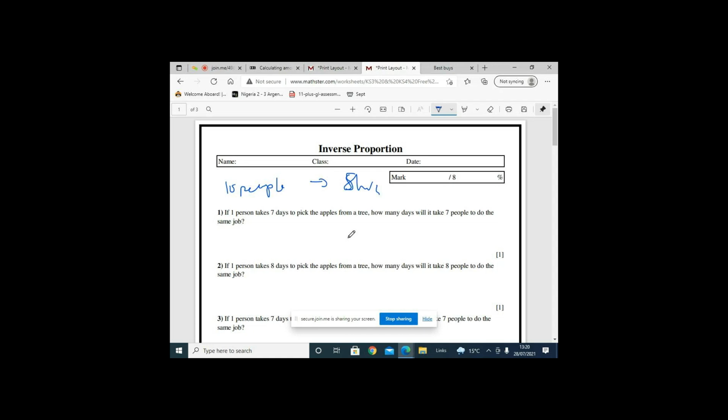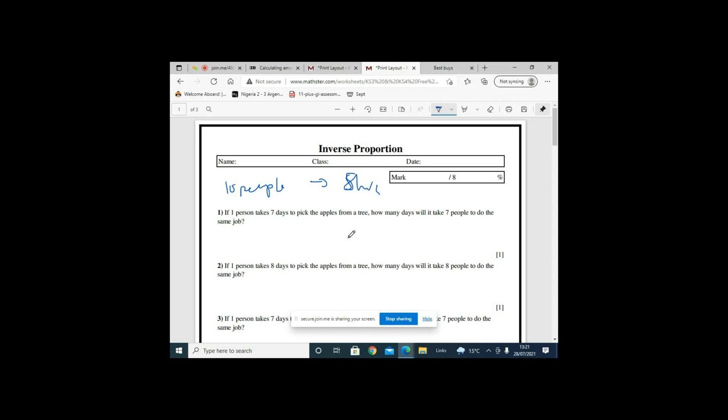If the number of people increases, like 20, the number of hours they will spend doing that job will decrease. So as the number of people is increasing, the number of hours is also decreasing. This is inverse proportion. That's a real life example.